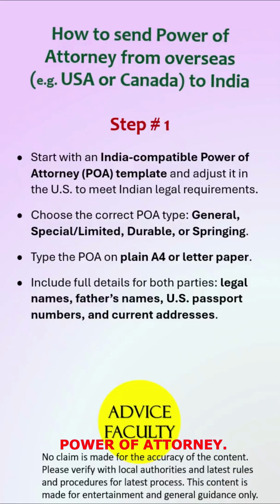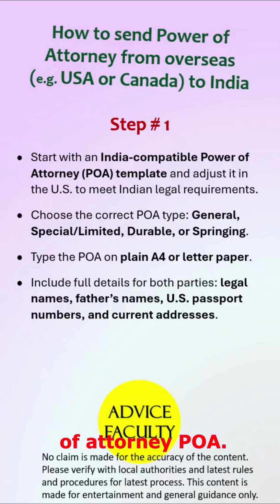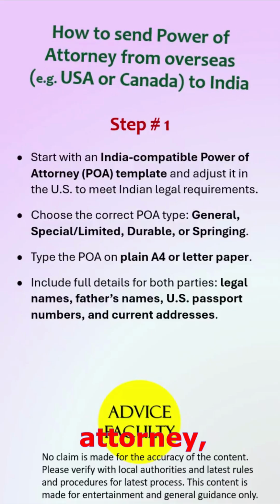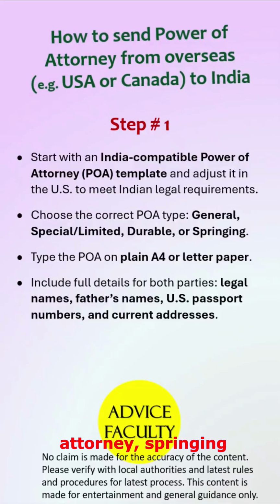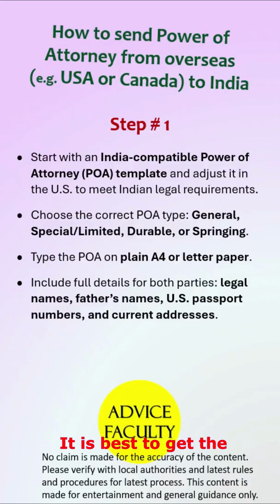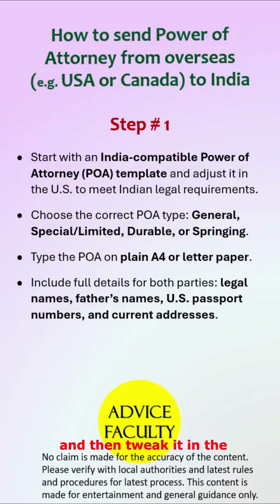Step 1. Prepare the power of attorney. First, draft the power of attorney, POA. There are different types, for example, limited or special power of attorney, general power of attorney, springing power of attorney, continuing or durable power of attorney for property, etc. It is best to get the power of attorney language from India and then tweak it in the US.